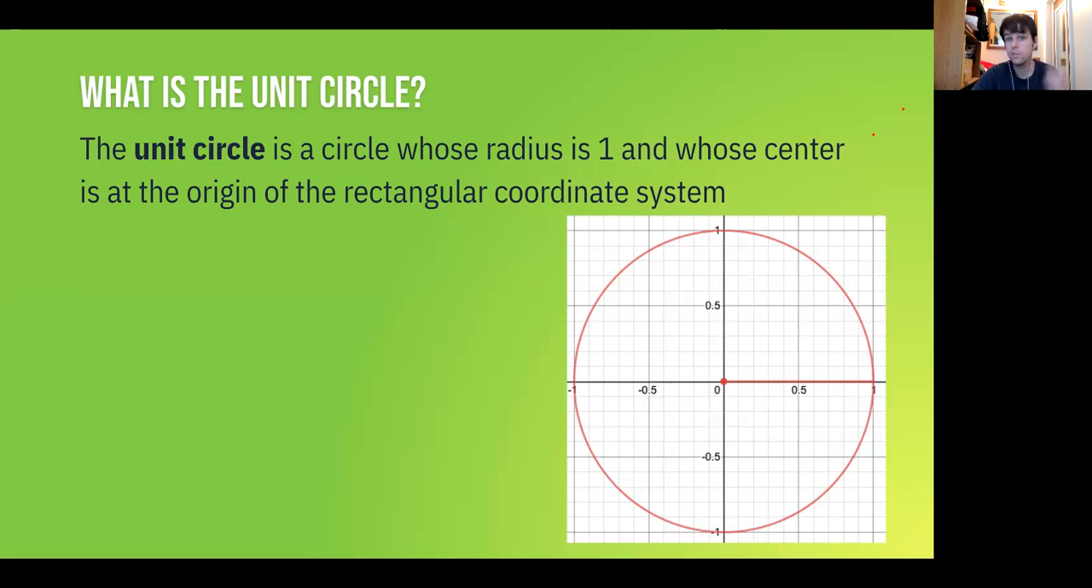So coordinates on the unit circle, the radius of the unit circle and such. But simply put, it's just a circle that has a radius of 1 and the center is at the origin. That's all it really is. We're just going to use it to define our 6 trig functions eventually.